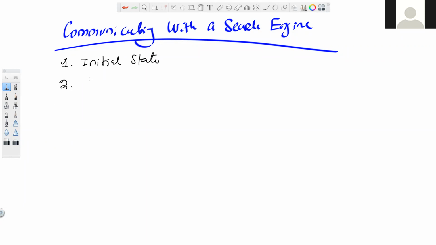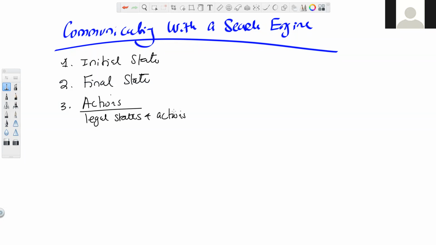And the other thing is you have to give it a final state. That's simple. And we'll see for this particular problem, it's going to be pretty trivial. And then the notion of actions. And as we said, this gets a little bit hairy about legal states and actions. Okay, so what happens is you can abstract all of this into a notion which is called the successor function.